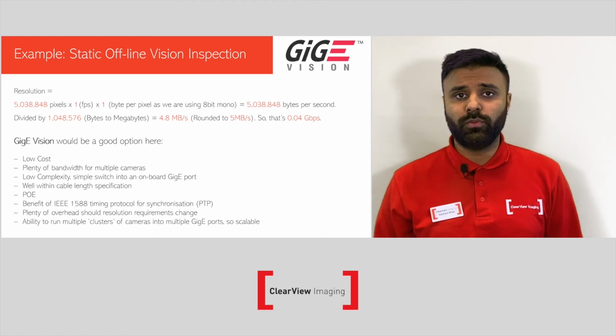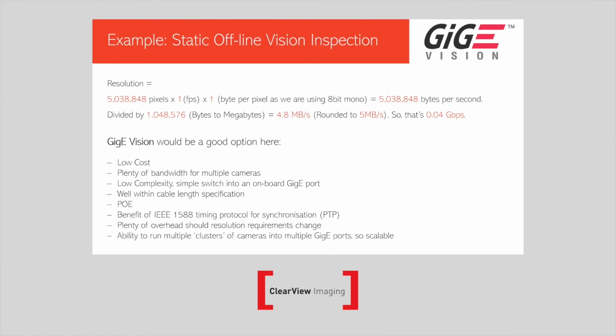Because the bandwidth is so low, we have the option to run multiple cameras on one bus via a switch. So standard GigE, 1 gigabit per second, gives us low cost, and we can potentially save further by running 20 plus cameras on one gigabit bus. For the synchronization, the PTP protocol could be used. We also have scalability and overhead for future resolution increases, so GigE would be a strong contender in this case.